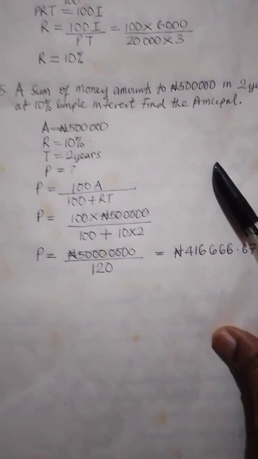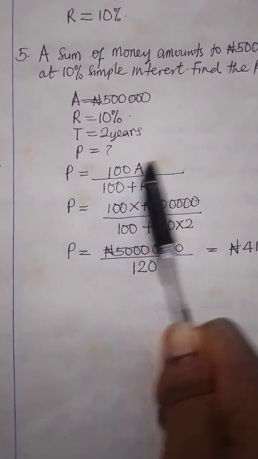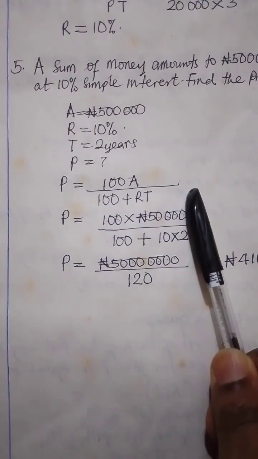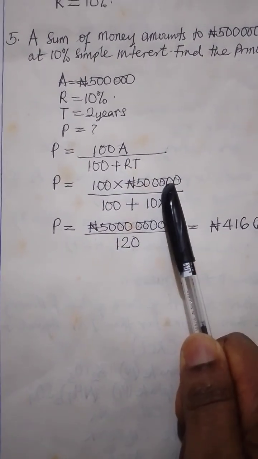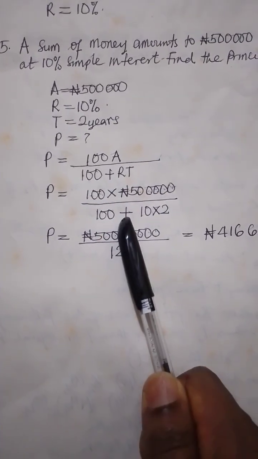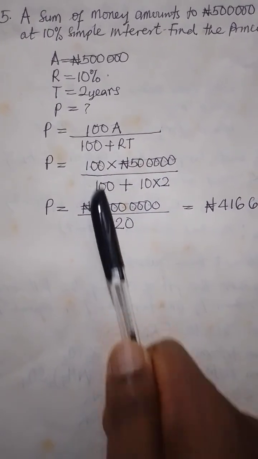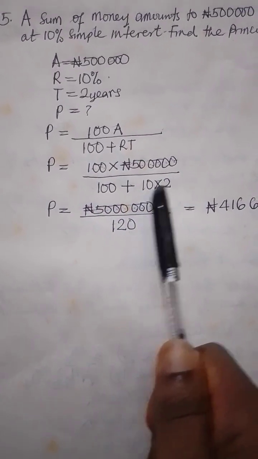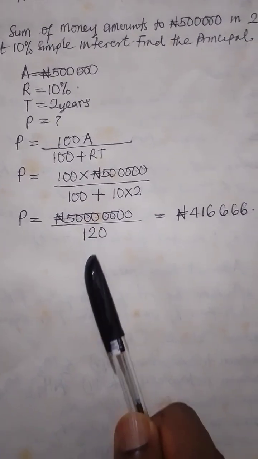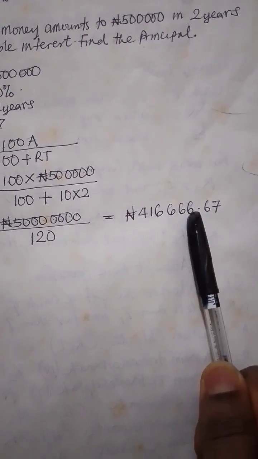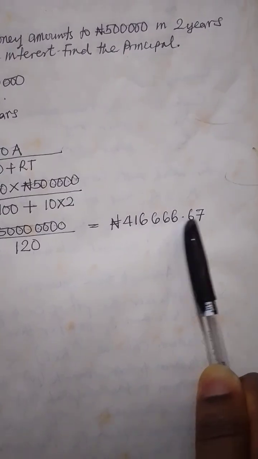In part 1, I asked you to commit some formulas to memory. One of those formulas is this. P is 100A over 100 plus RT. And so then that will be 100 times amount 500,000 over 100 plus R, which is 10%, times 2. If we resolve this, 10 times 2 is 20, plus 100 is 120. And by the time you divide up properly, you will get 416,666.67 naira.